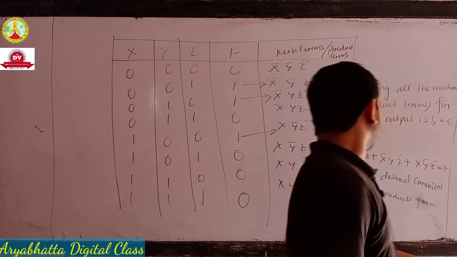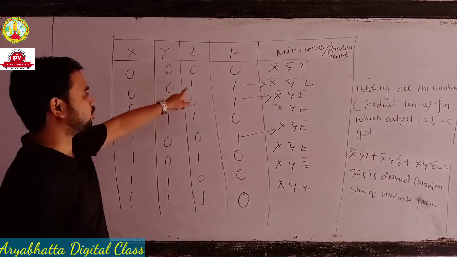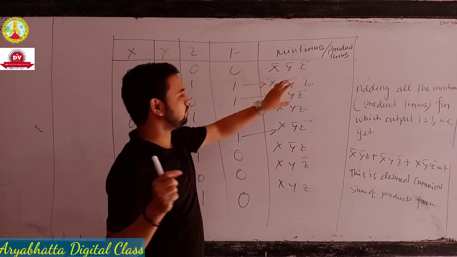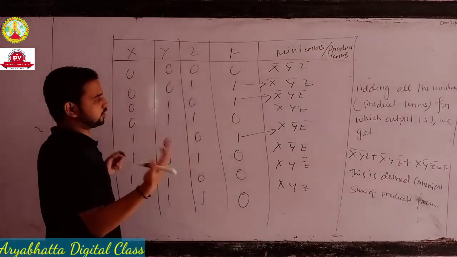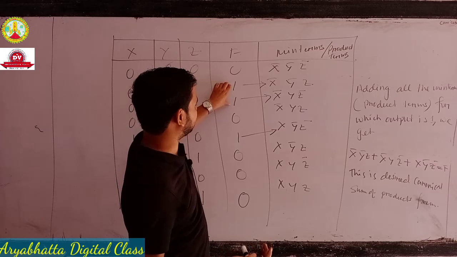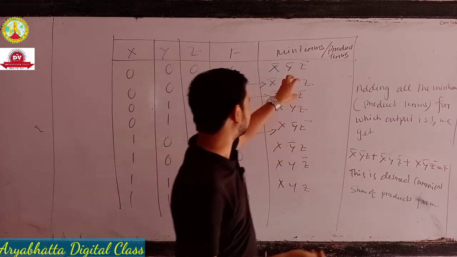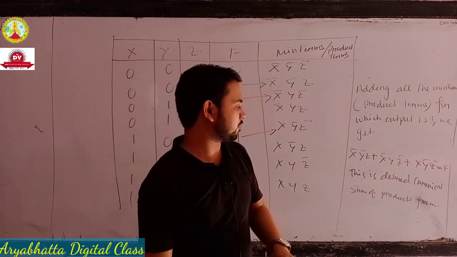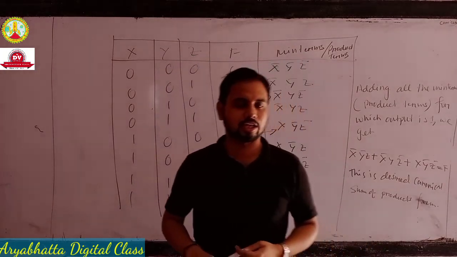So, you see, for only one input being 1, the output is 1. The respective min term comes from this expression: 0 means bar, 1 means without bar. And for each output of 1, you just add the respective min terms. That is the min term product form, and the sum of products is the desired canonical sum of products form. Right? So, this is enough for this class.